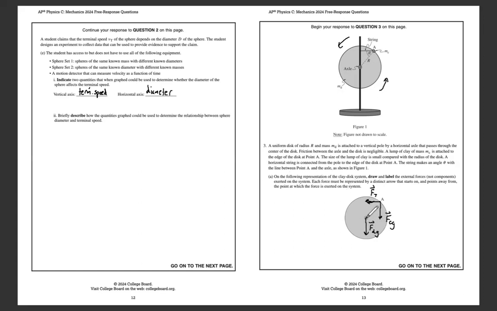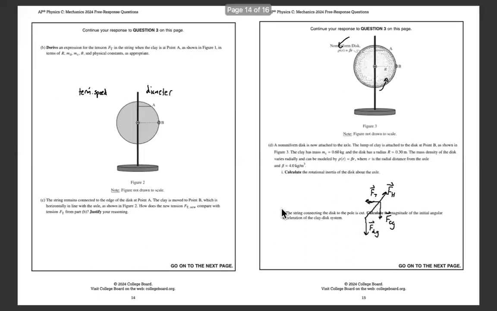Likewise for the disc then, the disc is also going to end up experiencing a hinge force, so we'll call that F hinge. This is just weird. You're drawing like two free body diagrams on the same picture, and I hate that. But those are all the external forces we should have then: a hinge force, two gravitational forces, and tension.